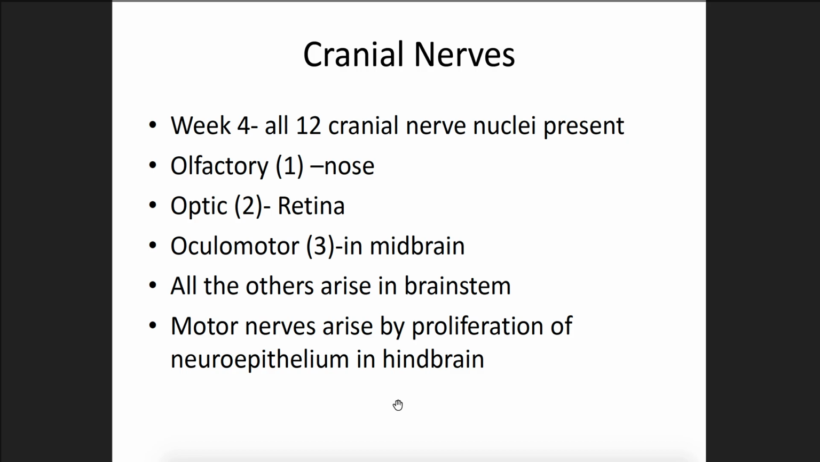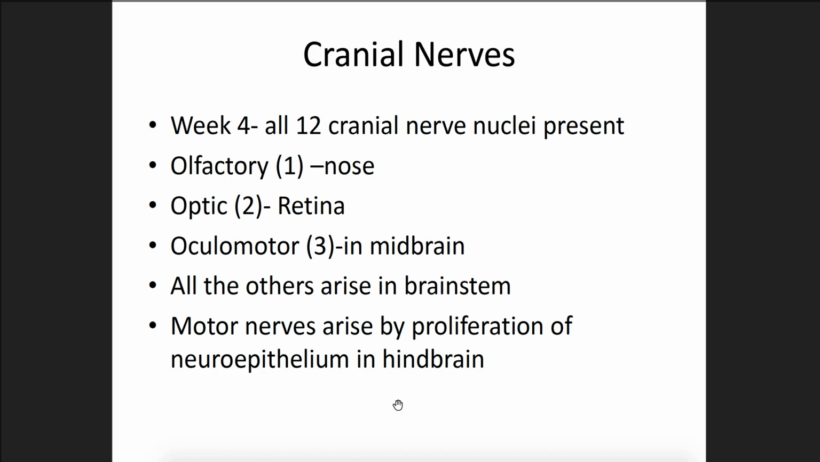The olfactory originates in the nose. The optic originates in the eye. It is a continuation of the retinal layer. The oculomotor is present in the midbrain, and all the others arise in the brainstem.